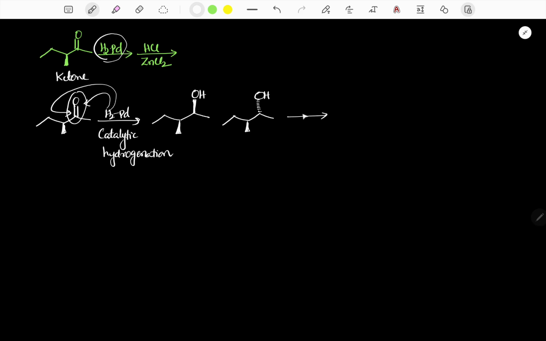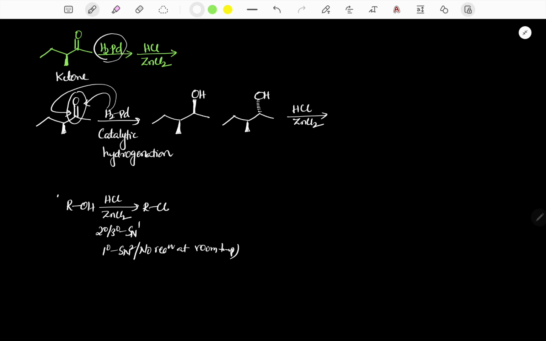Now these compounds are treated with HCl and ZnCl2. The general reaction is, when alcohol is treated with HCl and ZnCl2, secondary and tertiary follow the SN1 mechanism. Primary is either SN2 or no reaction at room temperature. Therefore, the corresponding product is alkyl chloride. So it is a general reaction which was discussed in the class.